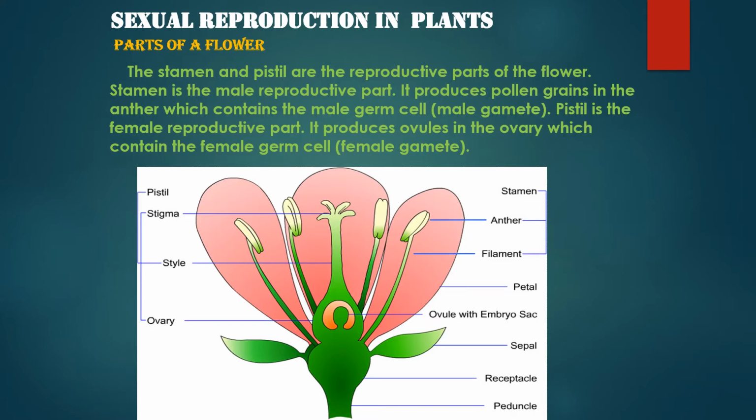We are going to study sexual reproduction in plants. So let us study the flower first. Parts of a flower.